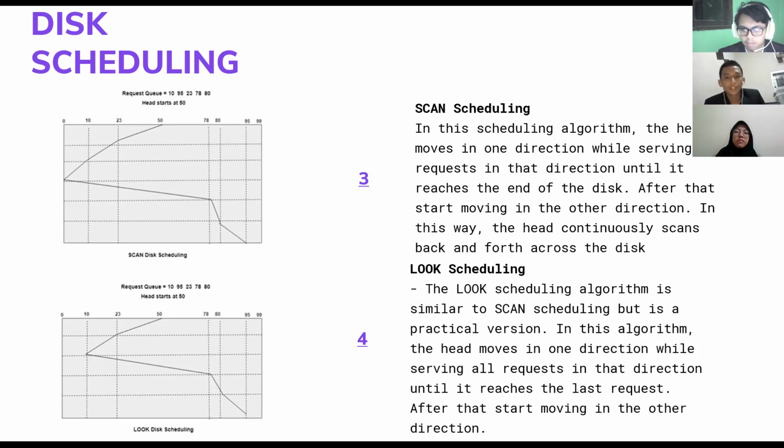Next, look scheduling. The look scheduling algorithm is similar to scan scheduling, but is a practical version. In the algorithm, the head moves in one direction while serving all requests in that direction until it reaches the last request. After that, it starts moving in the other direction.